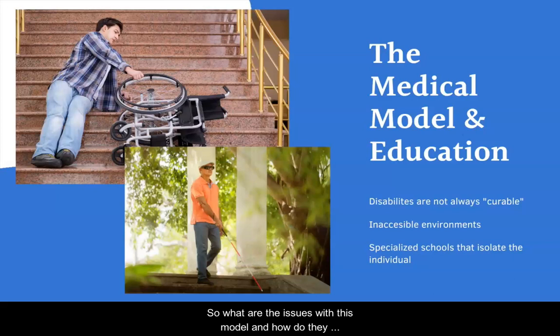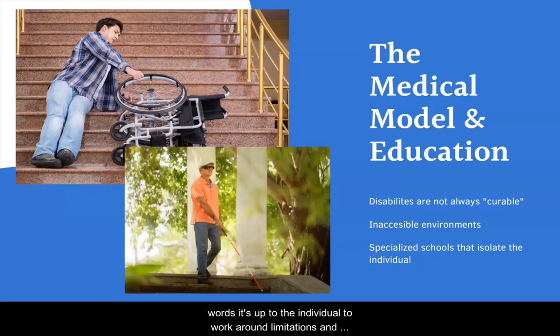So, what are the issues with this model and how do they relate to education? The medical model views disability as a curable impairment that needs to be corrected within the individual. Unfortunately, not all disabilities can be fully corrected with medical intervention. Some disabilities can be improved with medicine and therapy, but they don't resolve the impairment completely. Society lacks responsibility within this model.